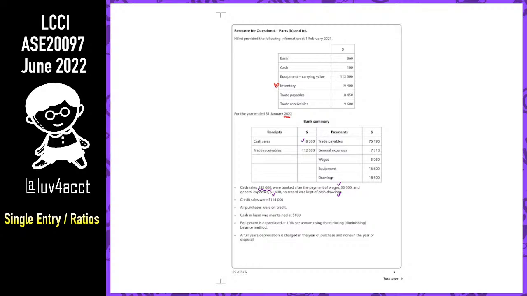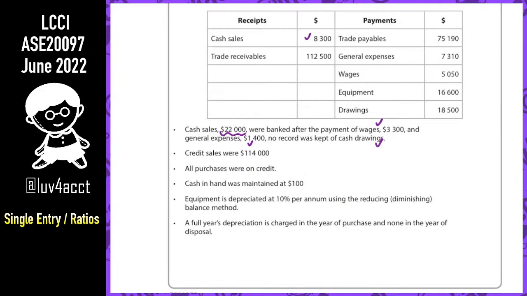Okay, all purchases are on credit. Cash in hand was maintained at 100. So if cash in hand is changed, you can imagine you get the money from the bank, or you put some of the extra cash into the bank, or you keep some of the cash sales. But here we are lucky that there's no change. So we don't have to deal with it.